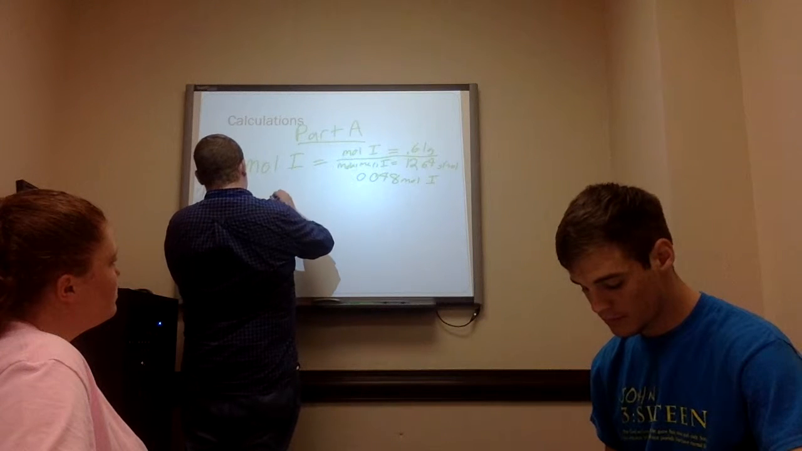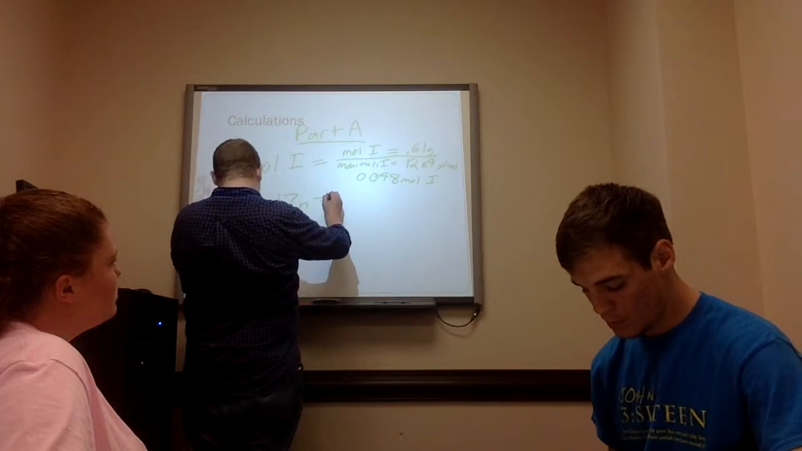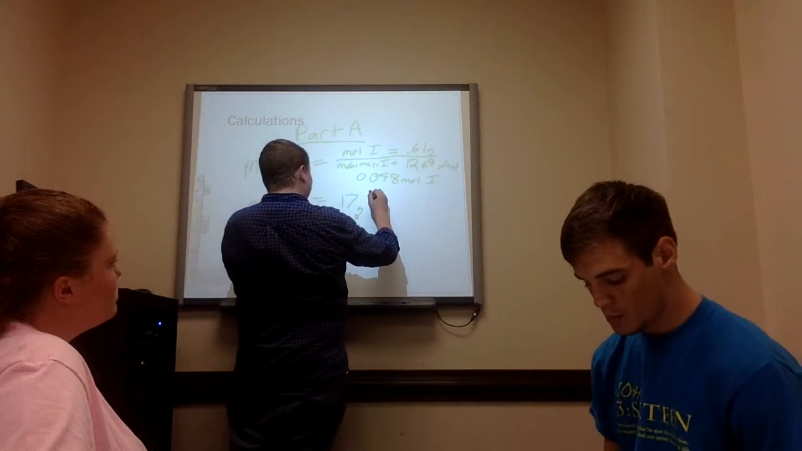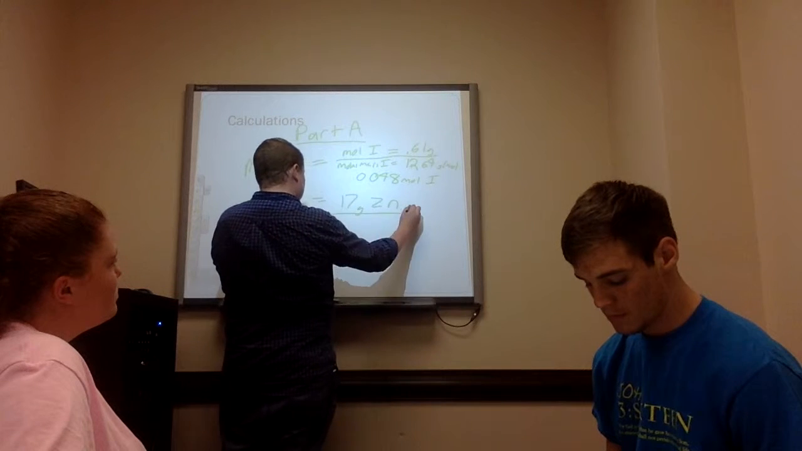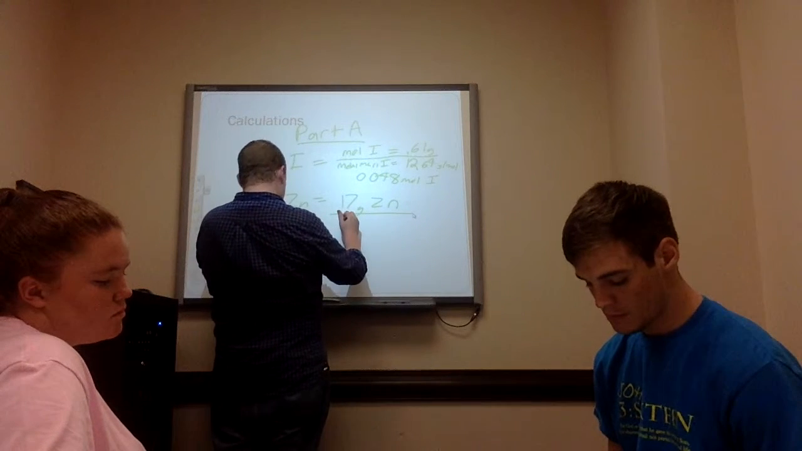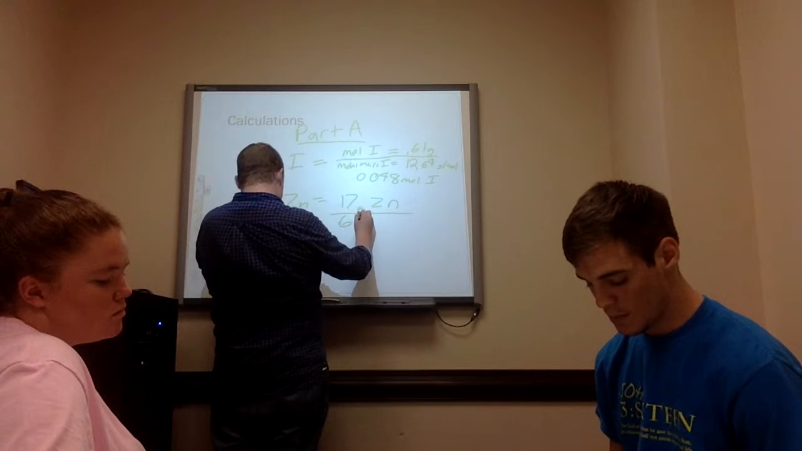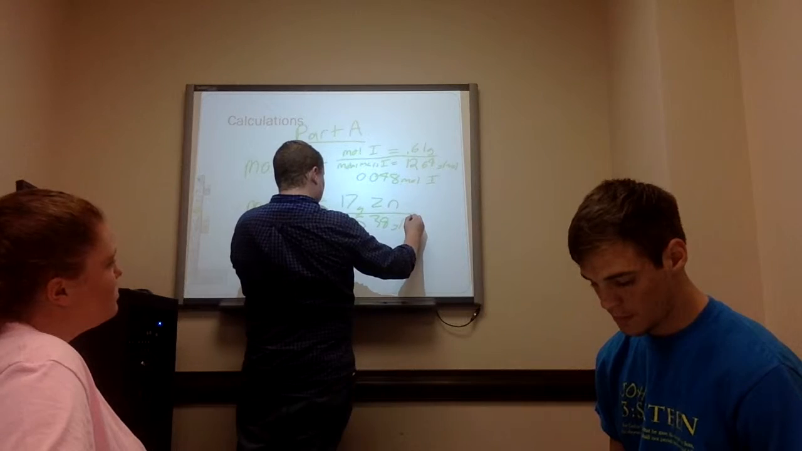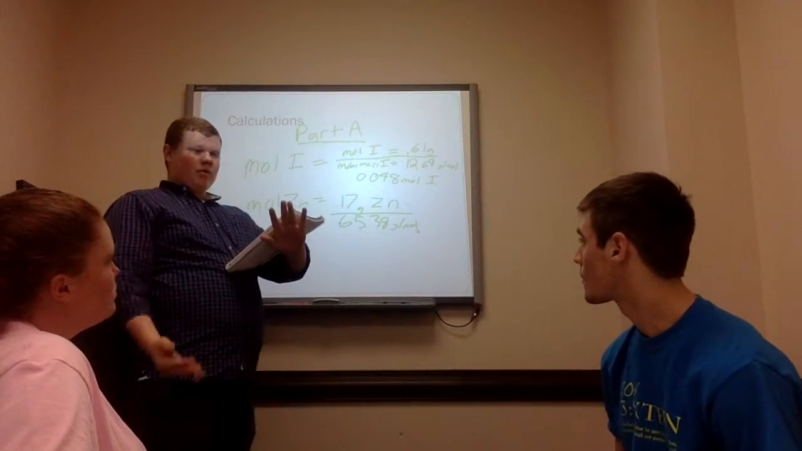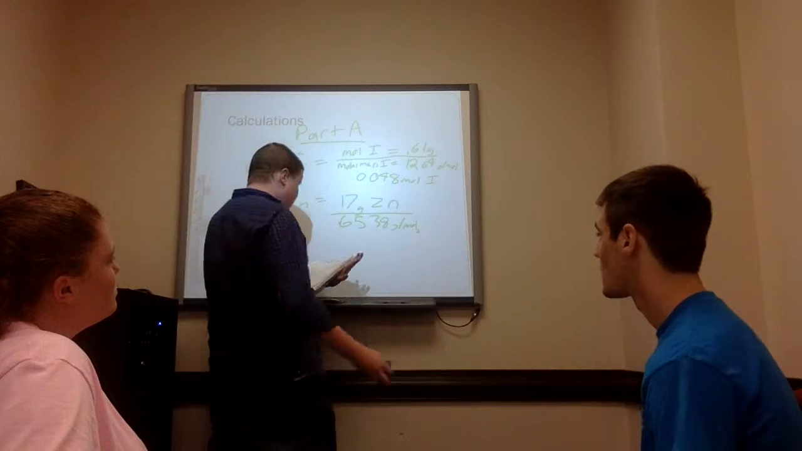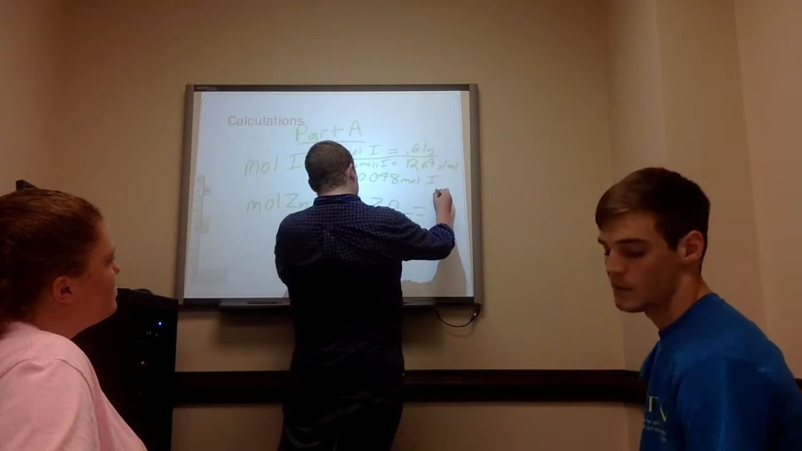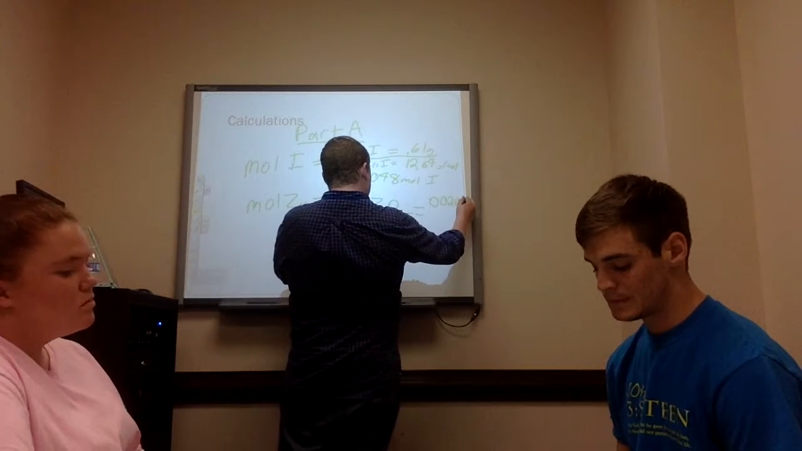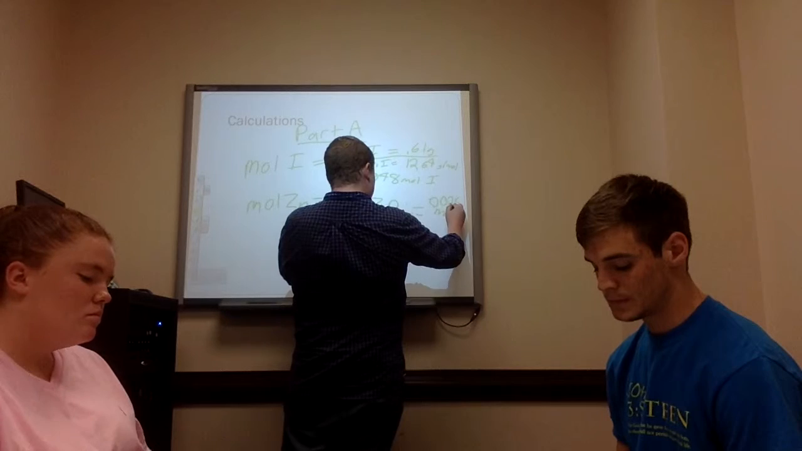So then when you looked at moles of zinc, you had 0.17 grams of zinc that was reacted over 65.38 grams per mole, which is the molar mass of zinc. And so you do that, and that equals 0.0026 moles of zinc.